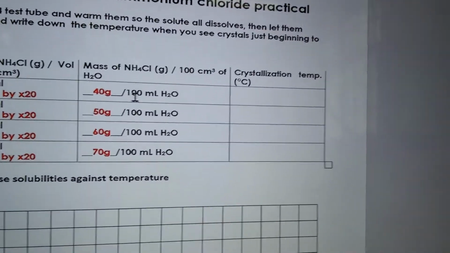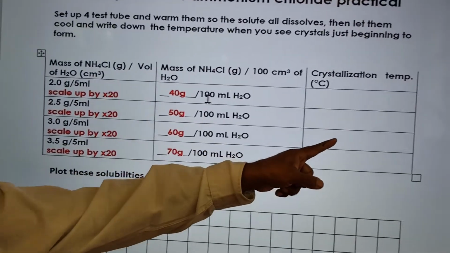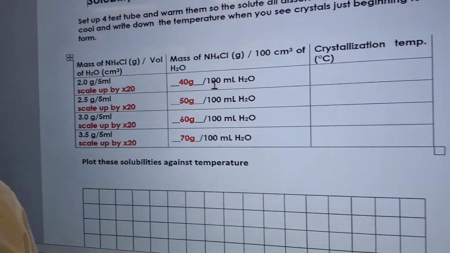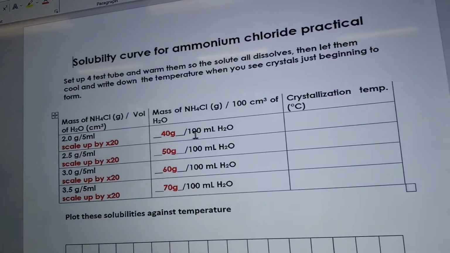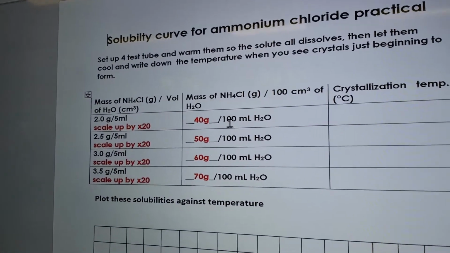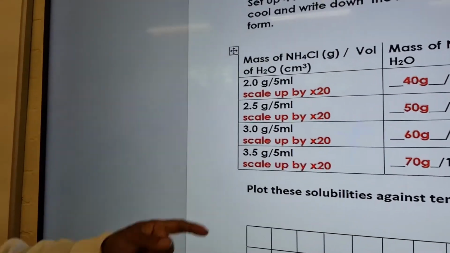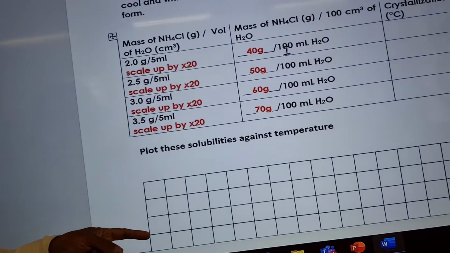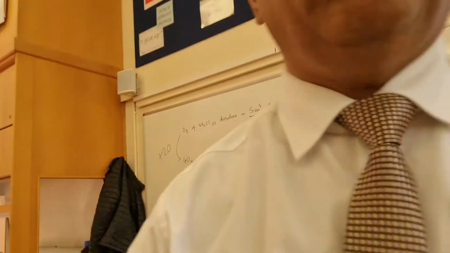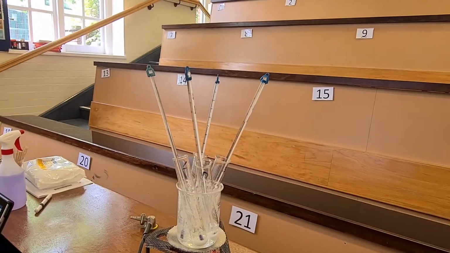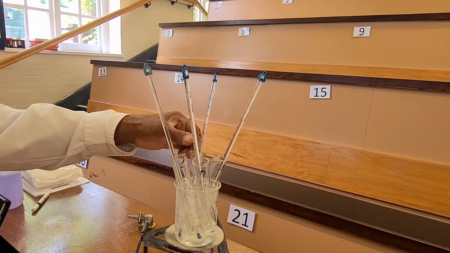And what we're hopefully going to do in a minute is work out what temperatures the crystals start to form. That is the boundary between saturated and non-saturated solution. And when we do that, then we're going to plot the solubilities on some graph paper. Now, let's have a look, see what's going on. There are those. Let's pick A.